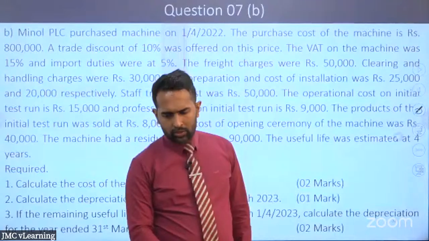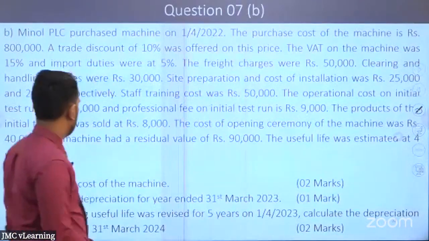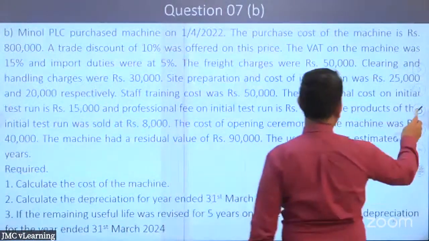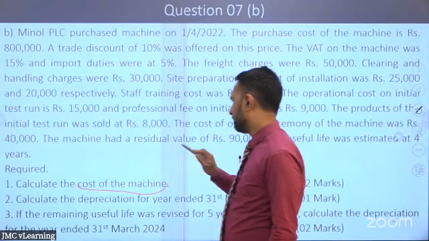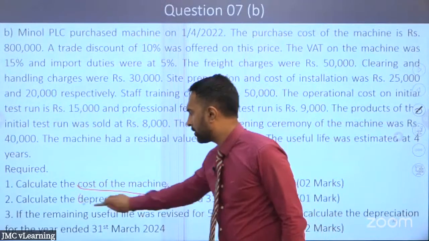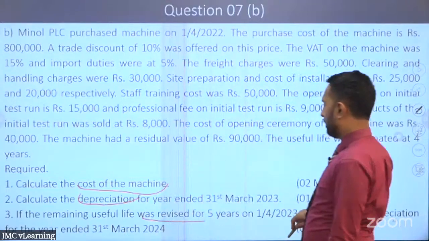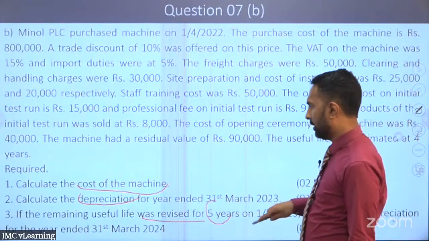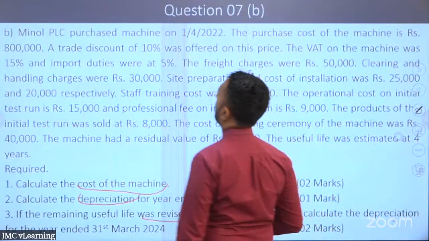Right. So now let's try to tackle this question. I have put the question from initial measurement. You are supposed to calculate the cost of the machine, and the depreciation. If the remaining useful life was revised to 5 years, then how much is the depreciation? It's not a difficult question.